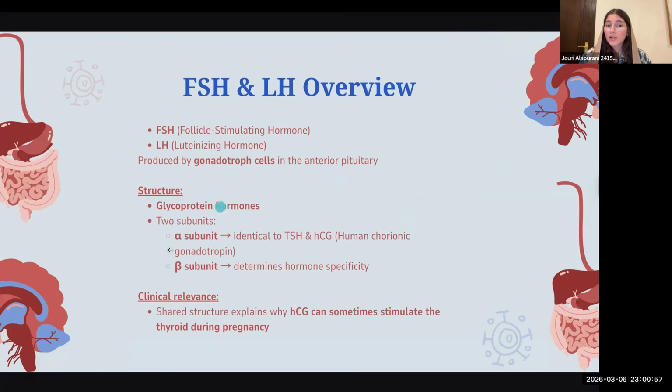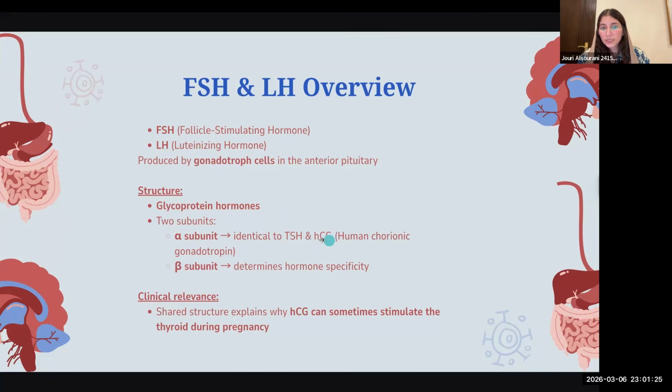They're going to have the same alpha subunit as TSH and also HCG, human chorionic gonadotropin. But again, the beta subunit is what determines the specificity of each hormone. So the beta subunit is basically going to determine what LH does, what FSH does. Okay, we said here in the alpha subunit, it's identical to TSH and HCG.